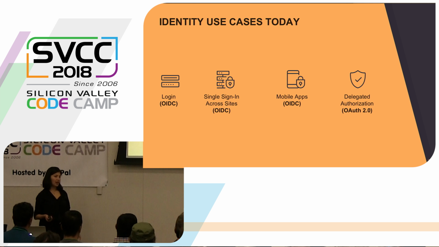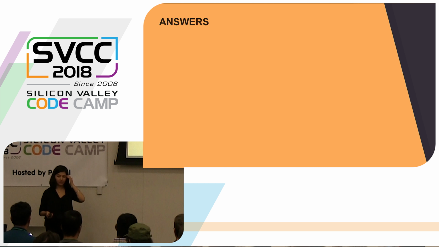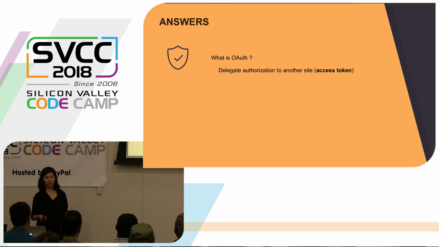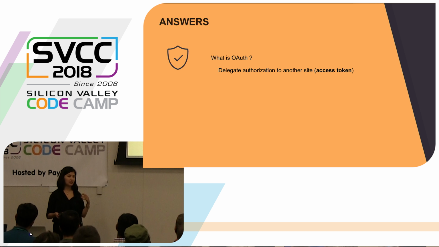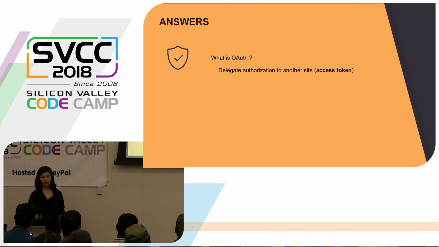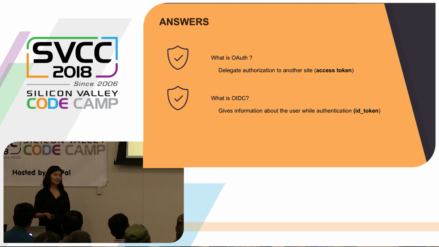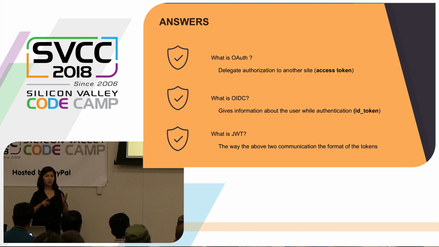So the answers to the questions that we had at the beginning of the presentation would be: What is OAuth? OAuth delegates authorization to another site, and the response would be an access token. What is OIDC? OIDC is the identity layer on top of OAuth, and it is for authentication, and the response would be an ID token. And what is JWT? JWT is the way that you would create the access token and ID token. The format of the data is called JSON Web Token, or JWT.